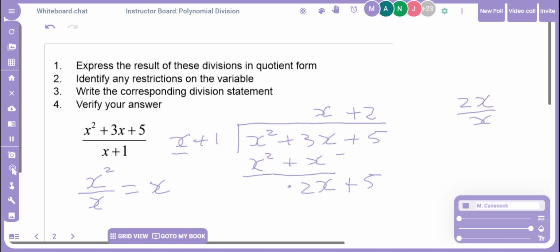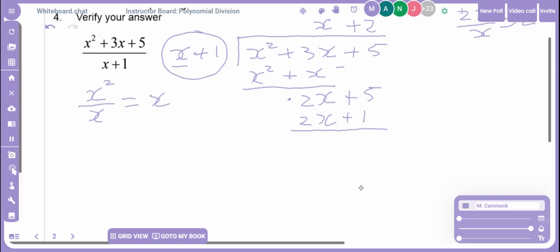So what I'm going to do now, Janak, is multiply that 2 that I got. Remember, 2x divided by x, of course, is 2, which I think you would agree with. I'm going to multiply that 2 by both terms in the divisor. So 2 times x is 2x, and 2 times 1 is 2, plus 1. And again, I'm going to subtract. So the 2x and the 2x will cancel. That always happens. The 5 minus the 1 is, of course, 4.